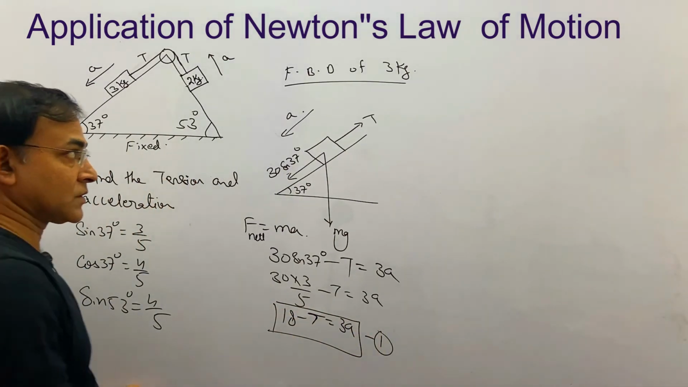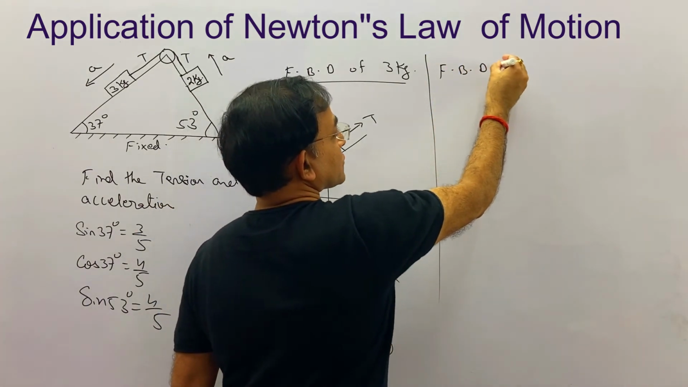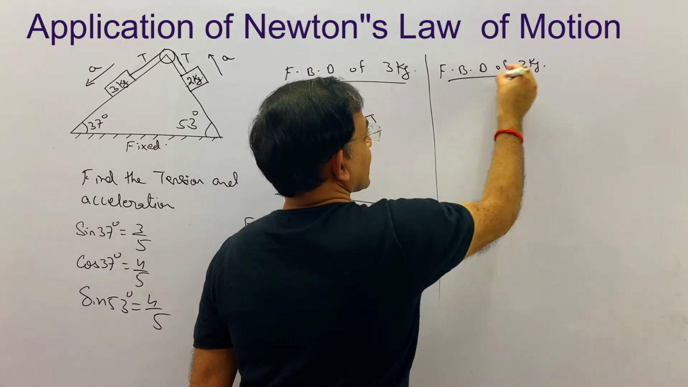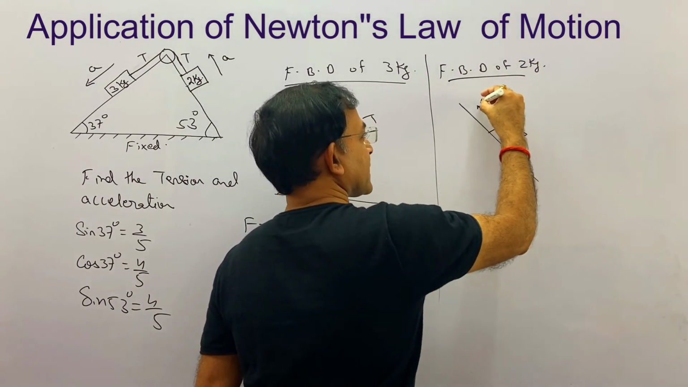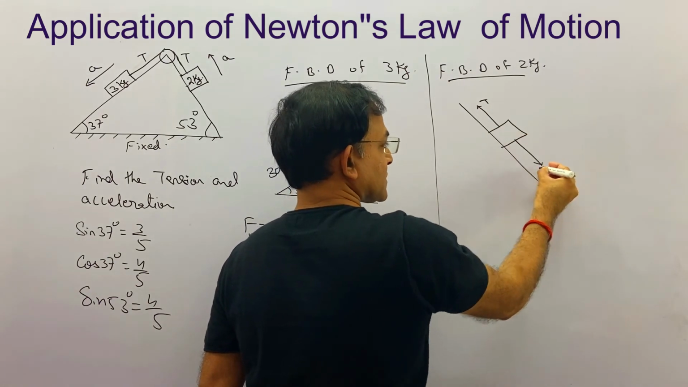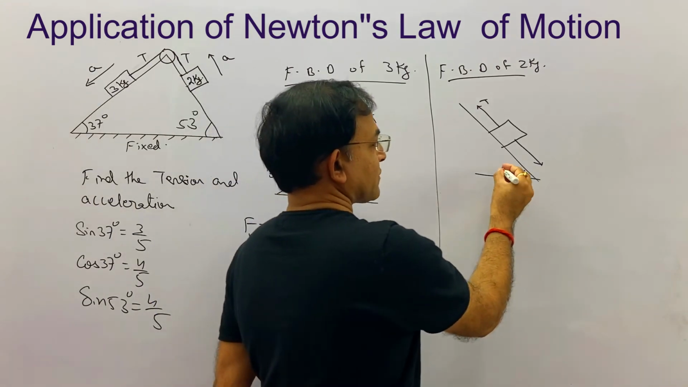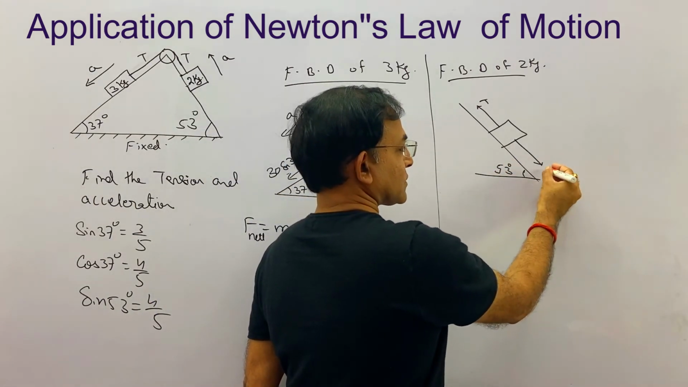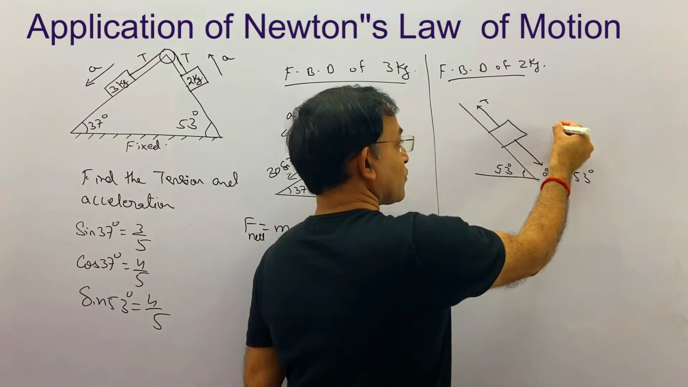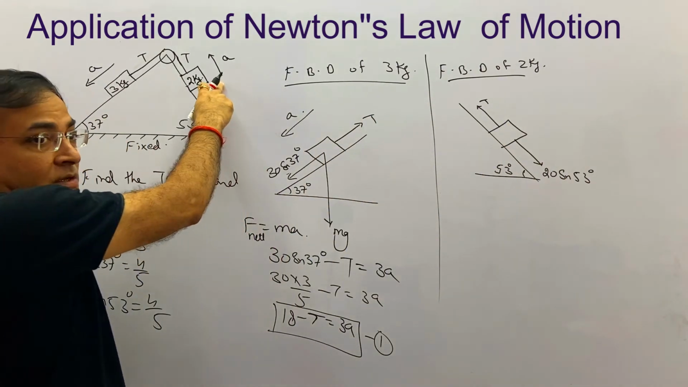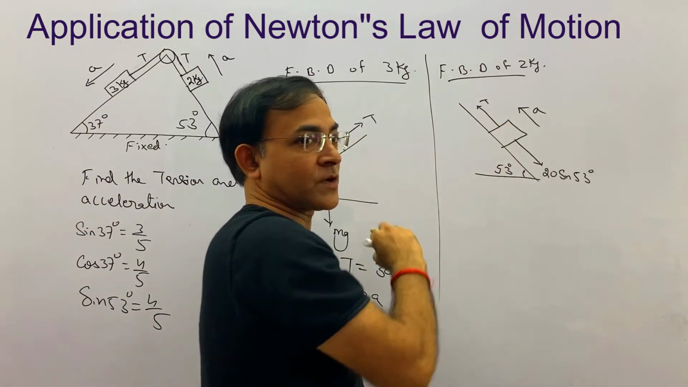Now we draw the free body diagram of the 2 kg. You are getting the tension in the upward direction. This angle is how much? This angle is given 53, so this is 53. Now this is 20 sine 53, and it will move in which direction? Now see here, this is in the upward direction, so definitely it will move. We assume that it moves in the upward direction.